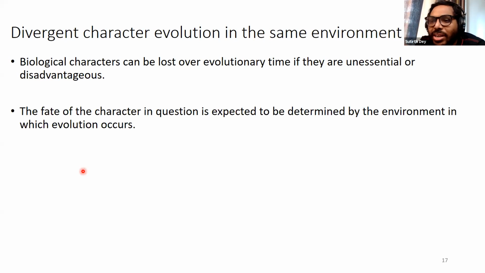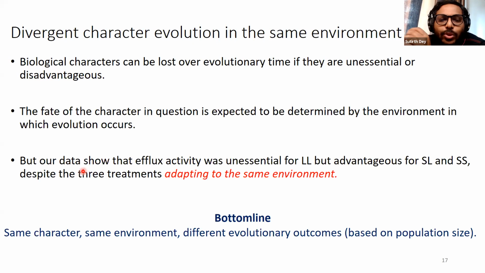What we are having over here is the same environment, the same starting population. So the genetic background right at the start is also the same. And yet, when they're evolving, you are actually getting completely different evolutionary outcomes based on the population size. So how on earth is this happening?